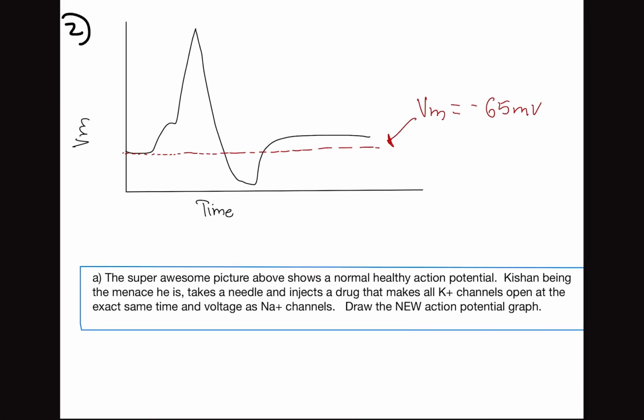Question 2: the super awesome picture above shows a normal, healthy action potential. Keishan, being a menace he is, takes a needle and injects a drug that makes all potassium channels open at the exact same time in voltage as the sodium channels. Draw the new action potential graph.